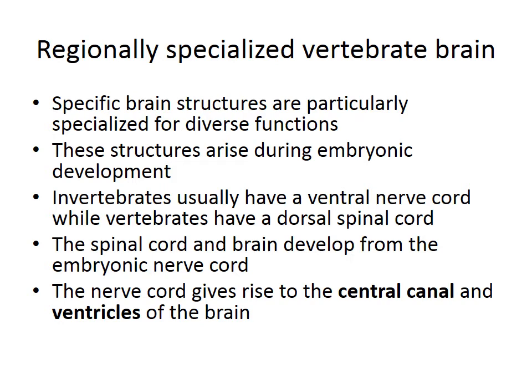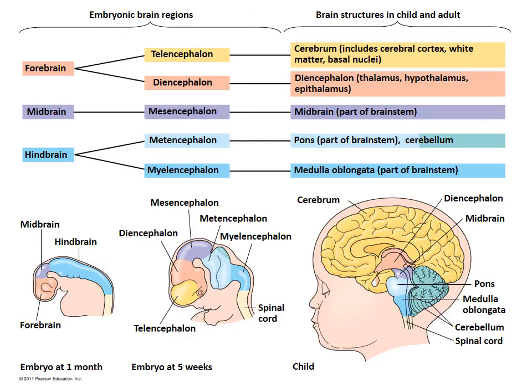All right, and then we have the regionally specialized vertebrate brain. So this is awfully cool because now we're actually going to look at the brain. Specific brain structures are particularly specialized for diverse functions. These structures arise during embryonic development. Invertebrates usually have a ventral nerve cord, while vertebrates usually have a dorsal spinal cord. So that's one difference. The spinal cord and brain develop from the embryonic nerve cord. The nerve cord gives rise to the central canal and the ventricles of the brain.